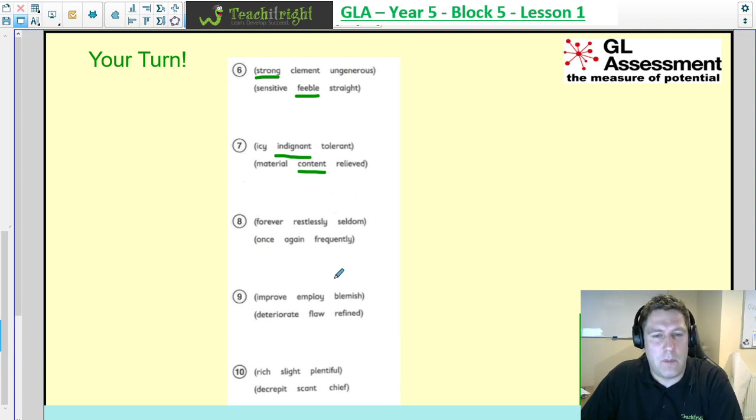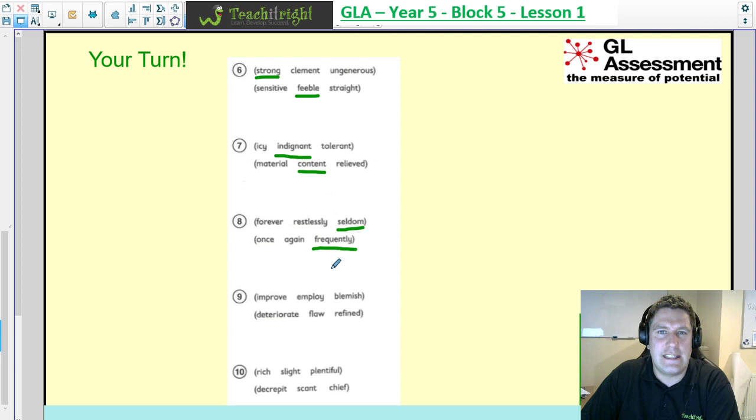Again, I think probably the word seldom might be a new word, but seldom means when you don't do something very often. So when we do something seldomly, we don't do it very often. So seldom is our word from the top, and it goes with, as an antonym, frequently, when you do something regularly. Number 9, we've got improve, employ, blemish, deteriorate, flaw, and refined.